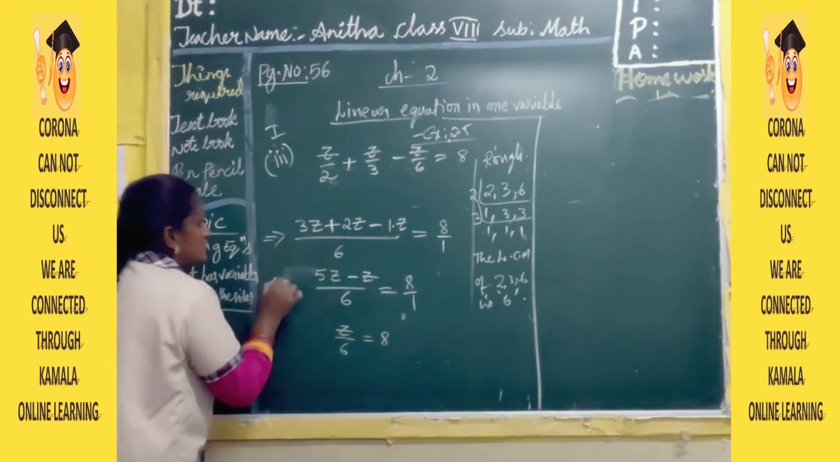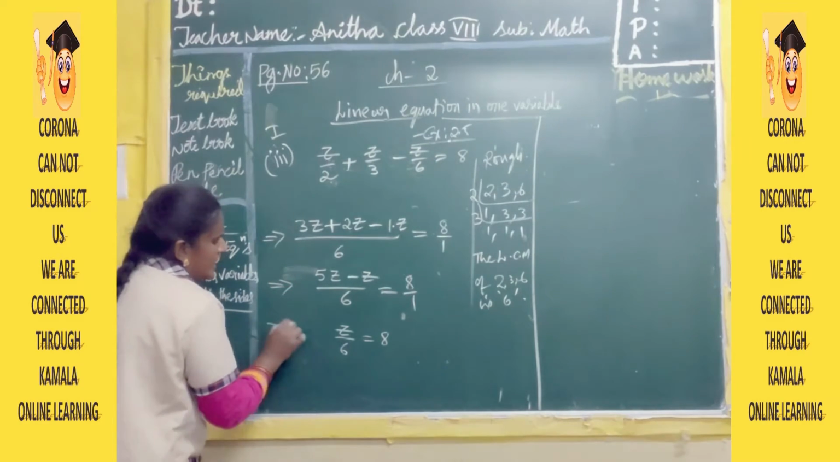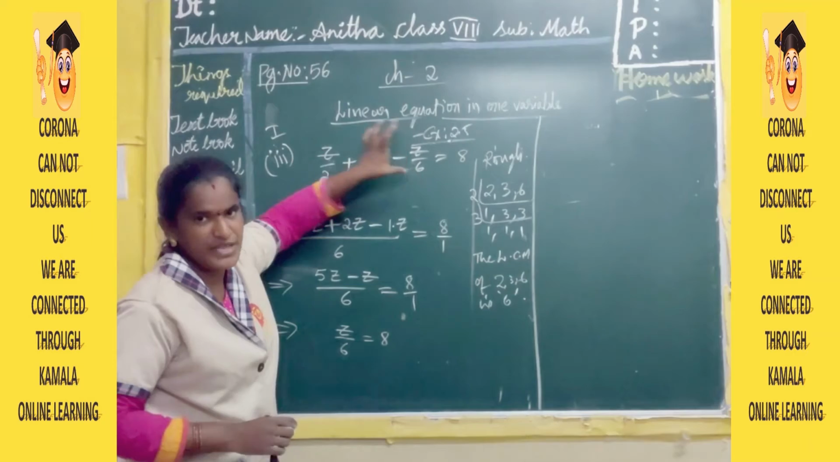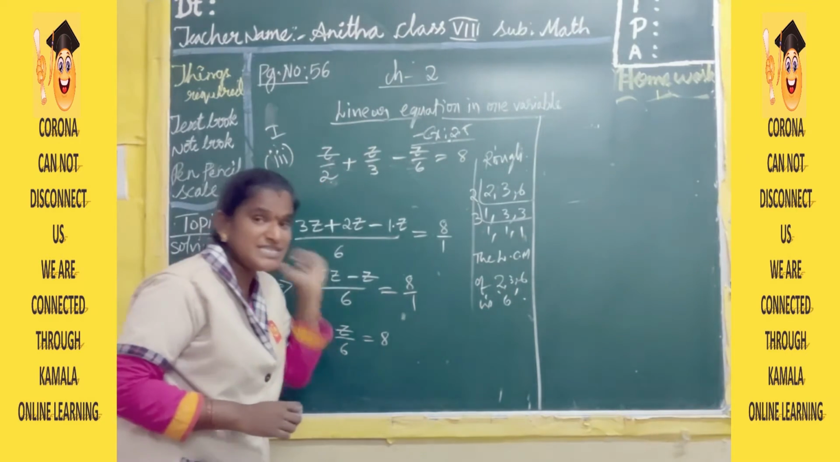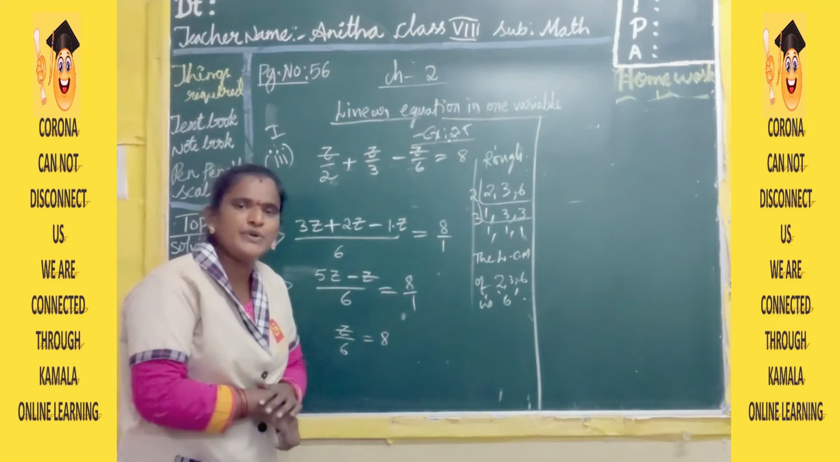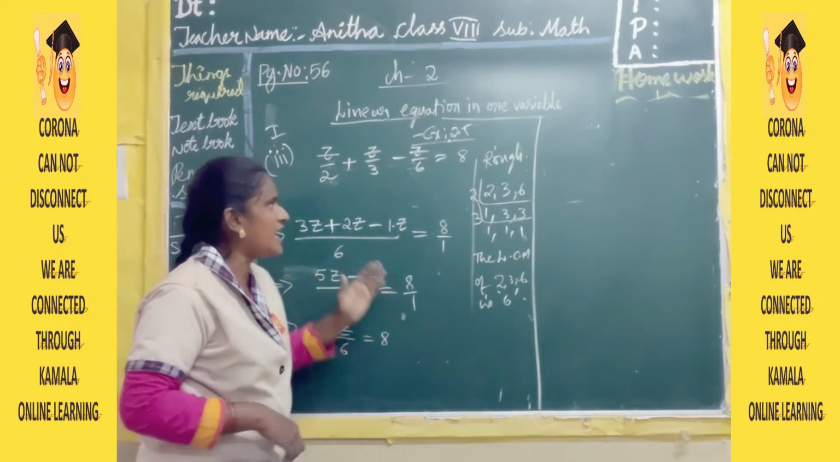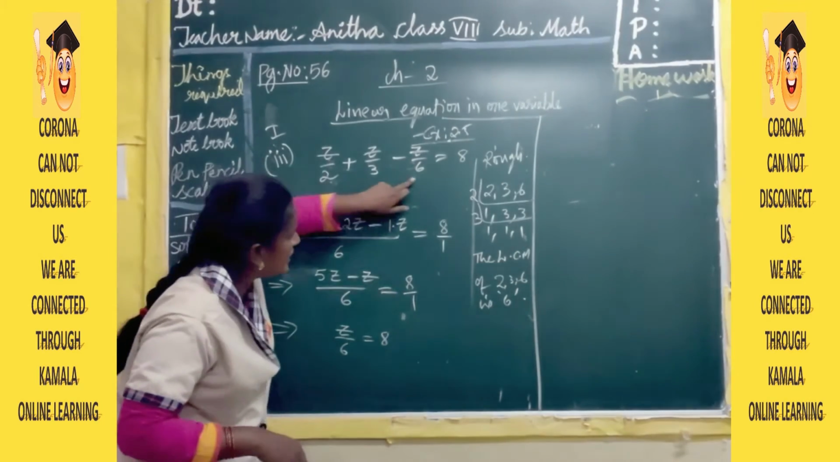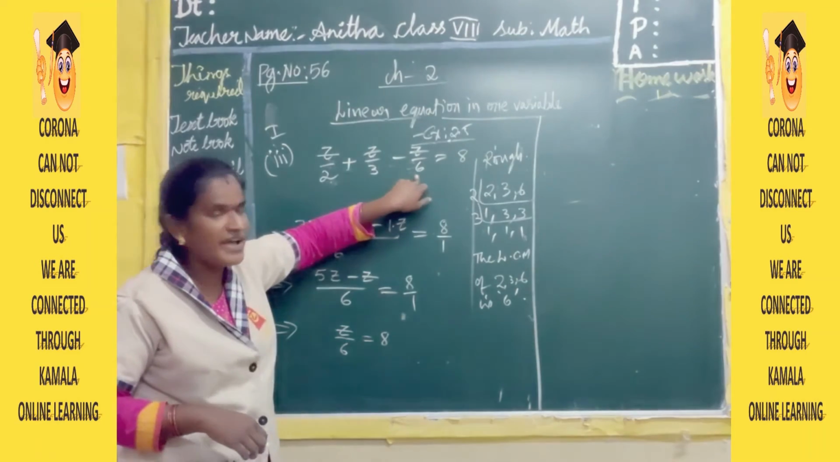Okay, children, understood how we can select? Understood? Simple. They are in the fraction. What is our aim here? We need to calculate the Z value. So that's the reason I am taking the denominators' LCM value.